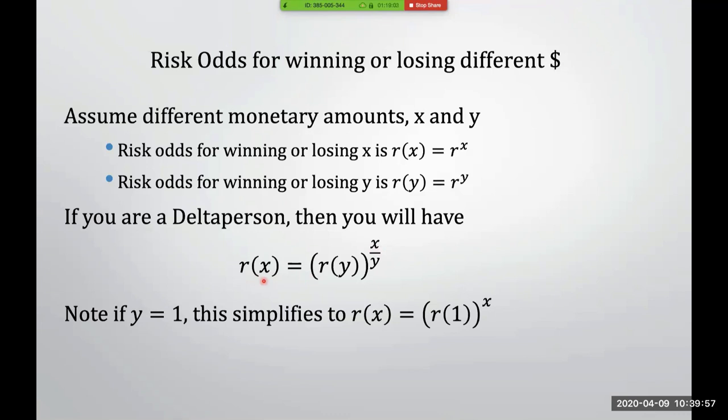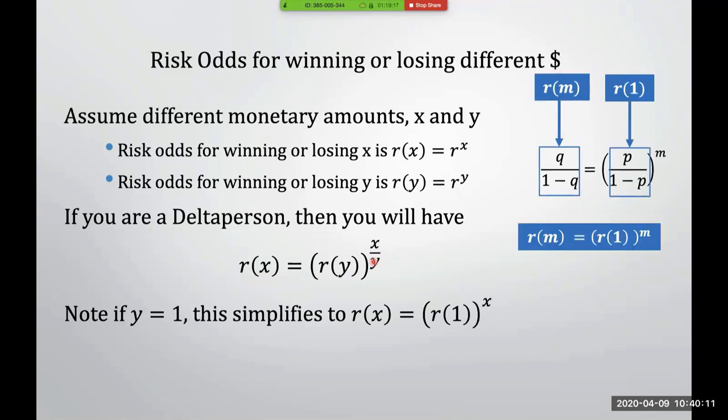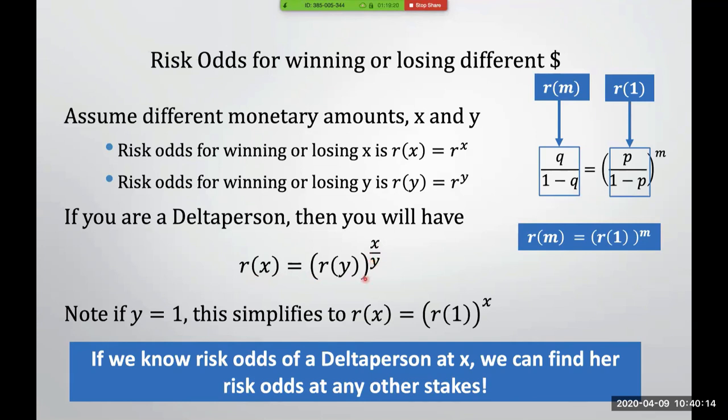The risk odds of X dollars is equal to the risk odds of Y dollars raised to the power of X over Y. Just a relationship that we have for a Deltaperson. How does this help us? Now, if we know the risk odds of a Deltaperson for X dollars, then we can find the risk odds of the same Deltaperson at any other stakes other than X, right? Using this formula.